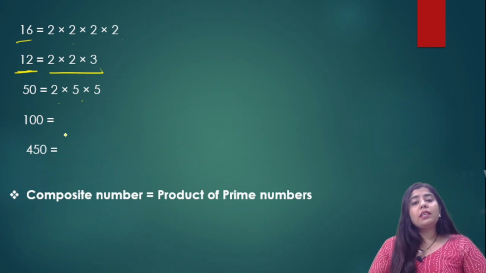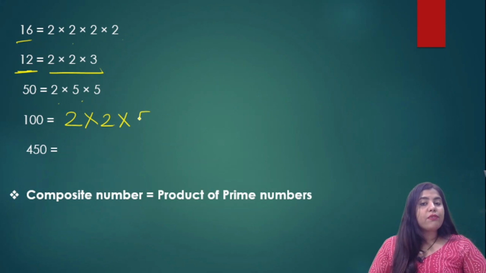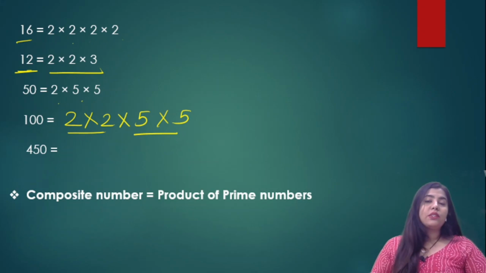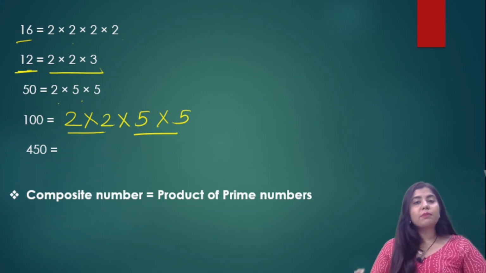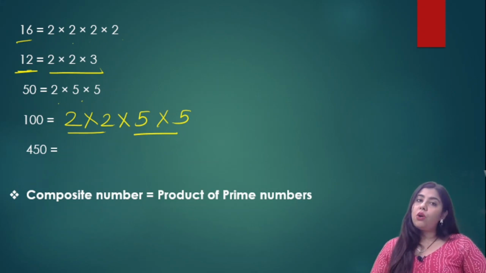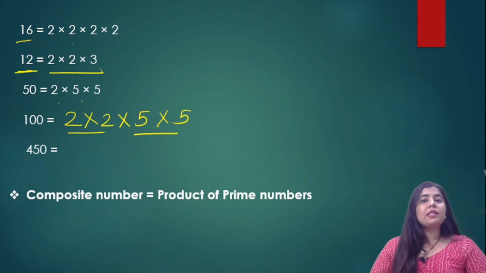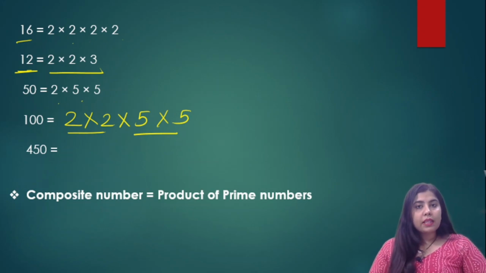Similarly in the case of 100. We can write 100 as 2 multiply 2 multiply 5 multiply 5. Only 2 times 2 and 2 times 5. We can use these prime numbers only to express 100. We can change the order, but it can be expressed as the product of these prime numbers only, right?